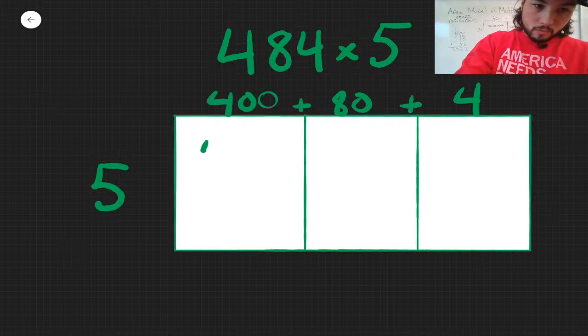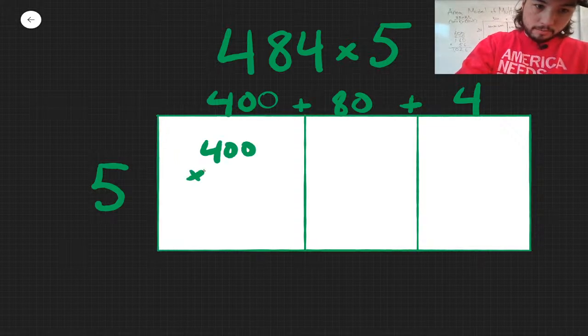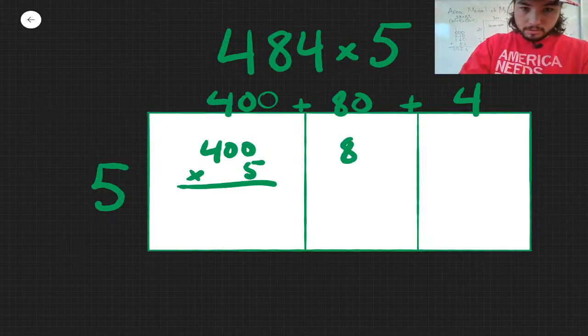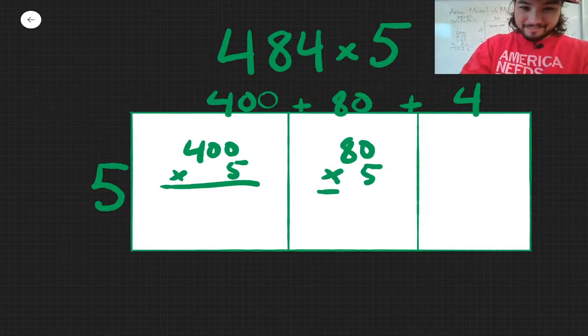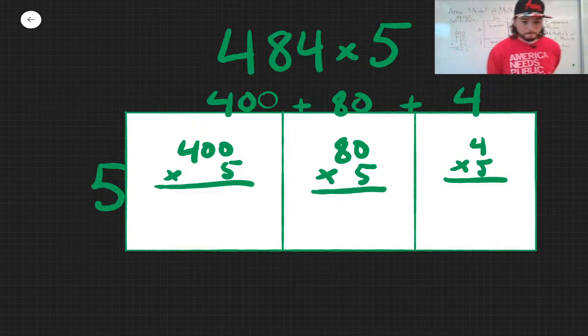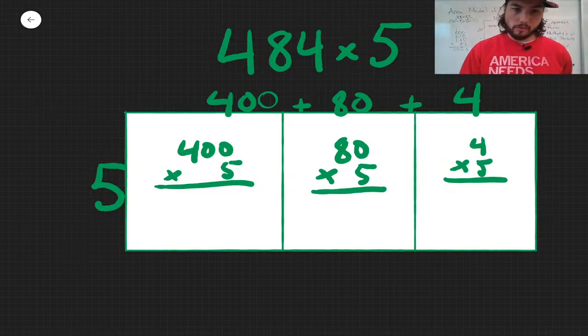Okay, so we've got 400 times 5. This box is killing me. 80 times 5. It likes to expand itself. And then 4 times 5. Go ahead and calculate each one of those. And then add up all of your partial products to find your total product.